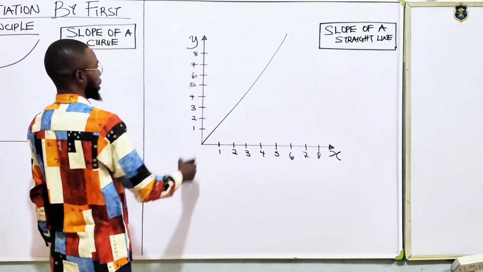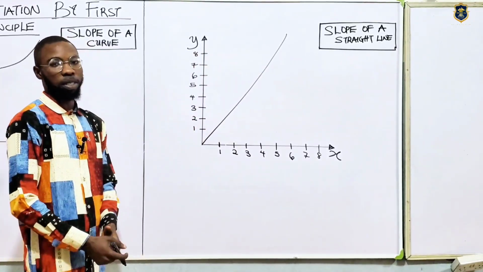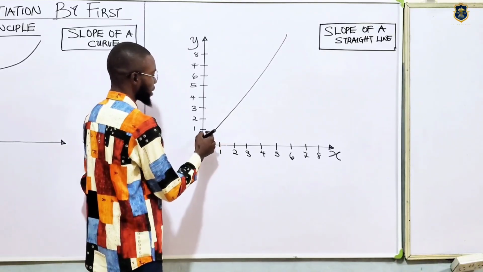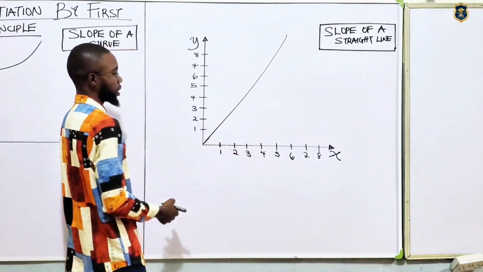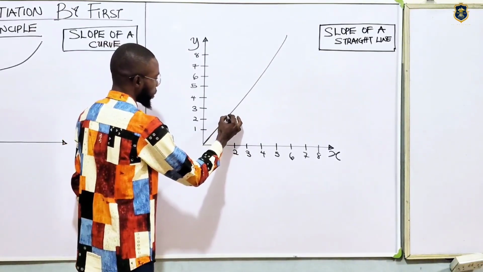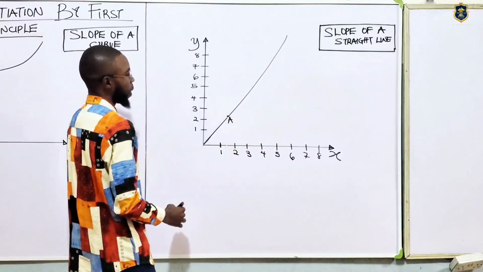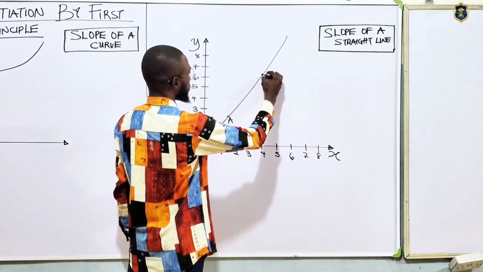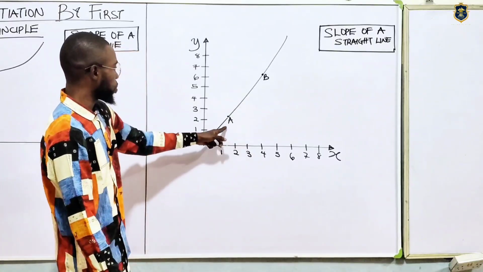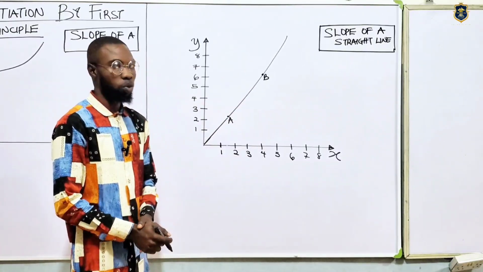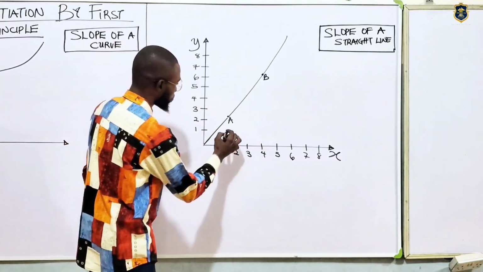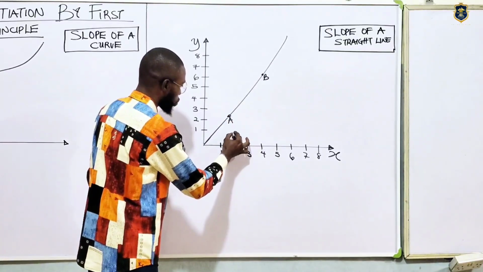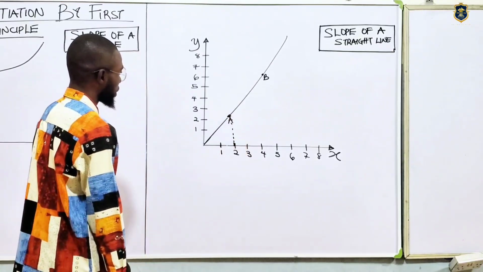7, and 8. If we are asked to find the slope of this line, let's take points, because as the line rises, it breeds points at every area. So let's take here as our point A, and let's take here as our point B. We want to calculate the slope between point A and point B. What does it really mean? Look at this point A, at this point, the x-axis is 2. Are you getting it now?